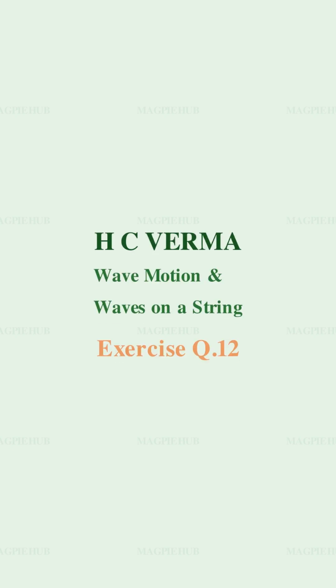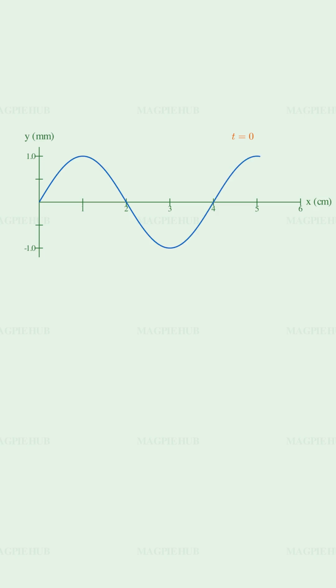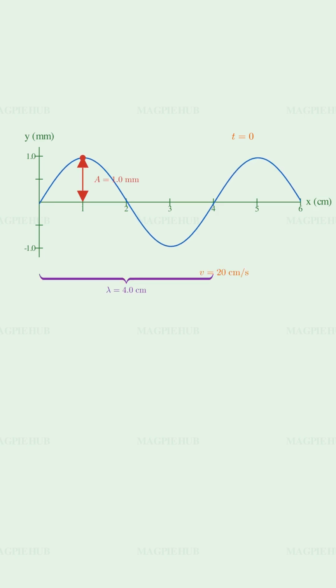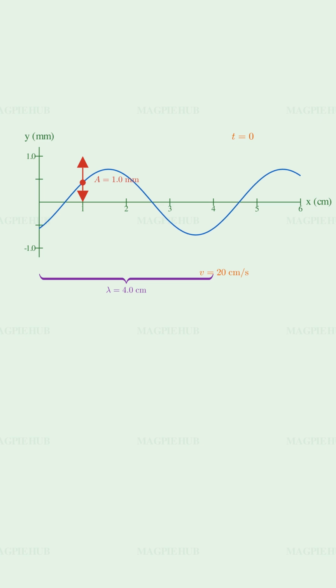HC Verma, Wave Motion and Waves on a String, Question 12. Here is the figure from the problem. It shows a plot of transverse displacement y versus position x for a string at time t equals 0. A sinusoidal wave is passing through the string in the positive x direction with a wave speed of 20 cm per second. Let us observe the key features of this wave.